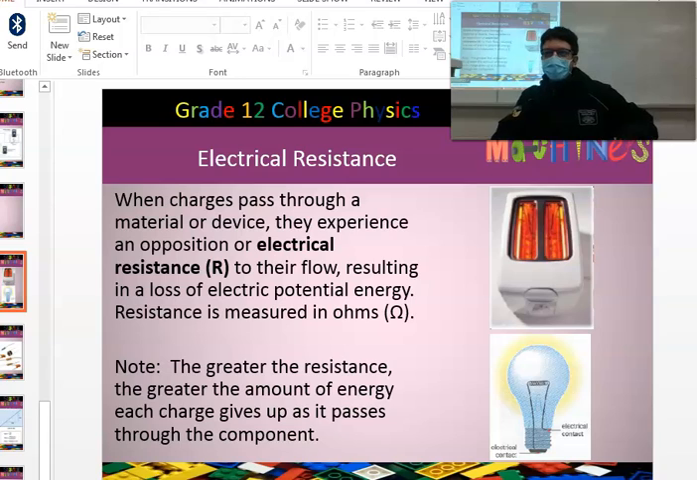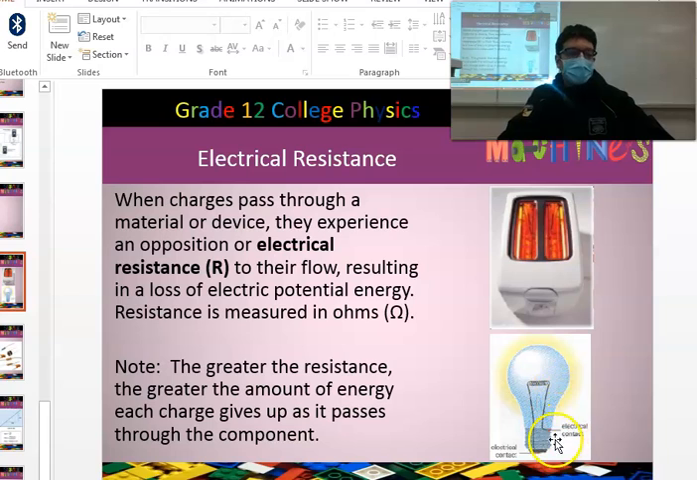All right, so I've talked about current, I've talked about potential difference. Now we're going to talk about resistance, even though I've mentioned resistance quite a few times. When you have charge pass through a material or a device, they will experience resistance, almost like a frictional force. And that gets converted into thermal energy. So if you have something like a toaster, you might want to have a lot of resistance in that toaster, because then that gets transferred into heat, thermal energy. Same with the element on the stove.